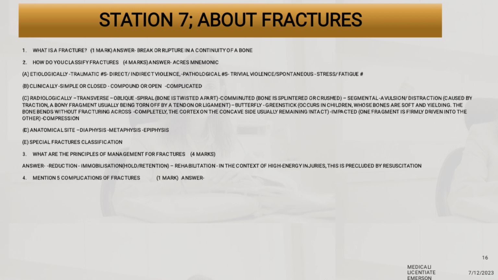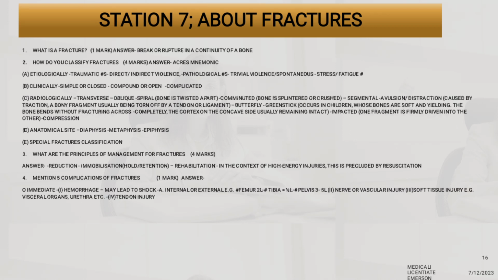I mentioned 5 complications of fractures. Remember, in fractures, in surgery, we have immediate or early complications. We have hemorrhage, which may lead to shock, hence the need to cannulate and give fluids or blood if necessary. Under the same hemorrhage, we have internal and external hemorrhage. For femur fracture, expect 2 liters. For a tibial fracture, expect half a liter. For pelvic, expect about 3 to 5 liters of hemorrhage.